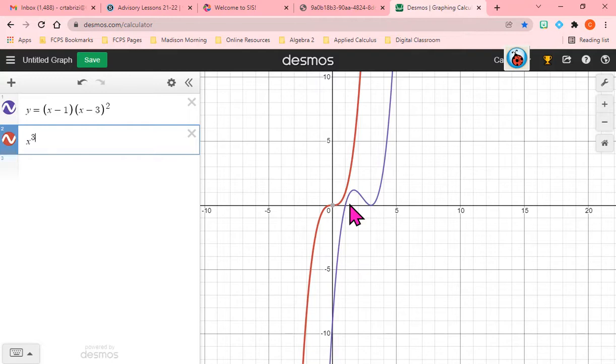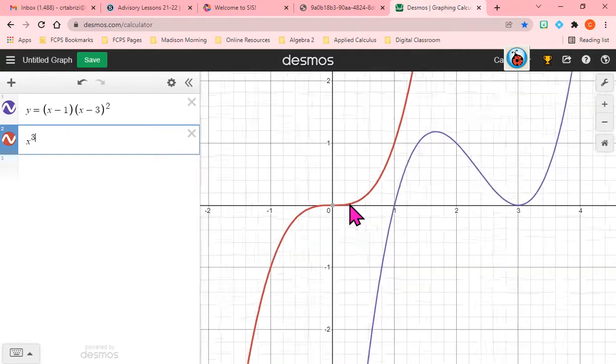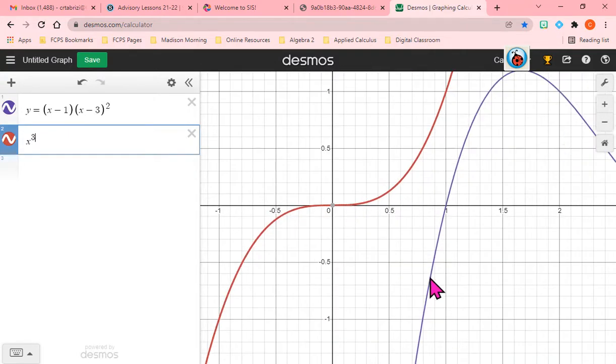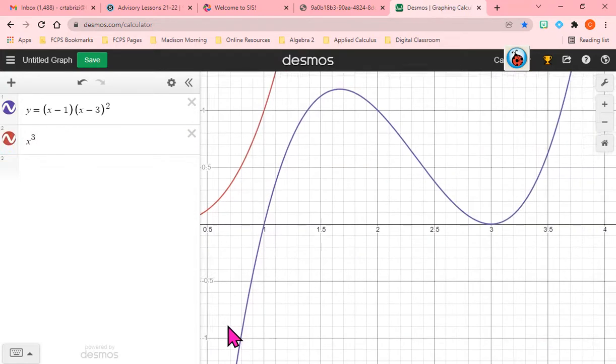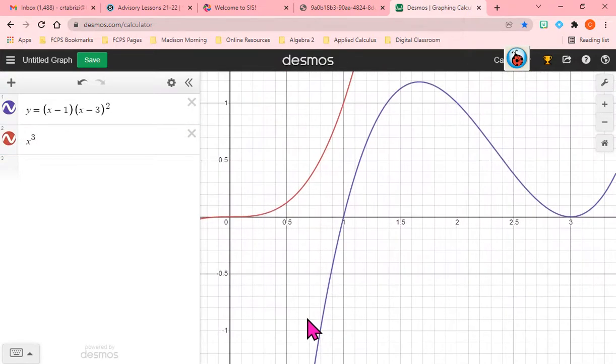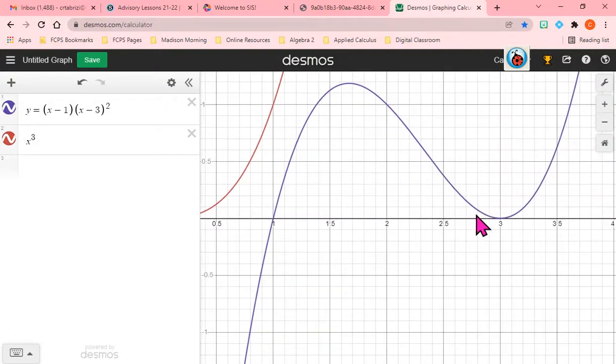Now look at the x-intercepts. 1 and 3 with a bounce. 1 goes straight through. And when I say straight through, it looks like it goes straight through. And when I say bounce, it bounces at the x-intercept. The point of tangency is there.